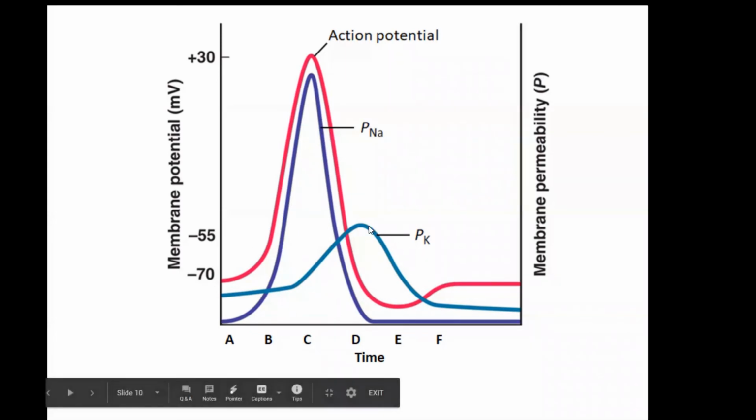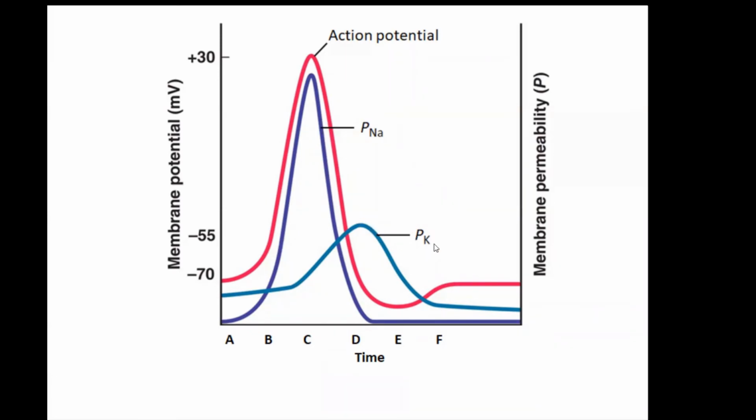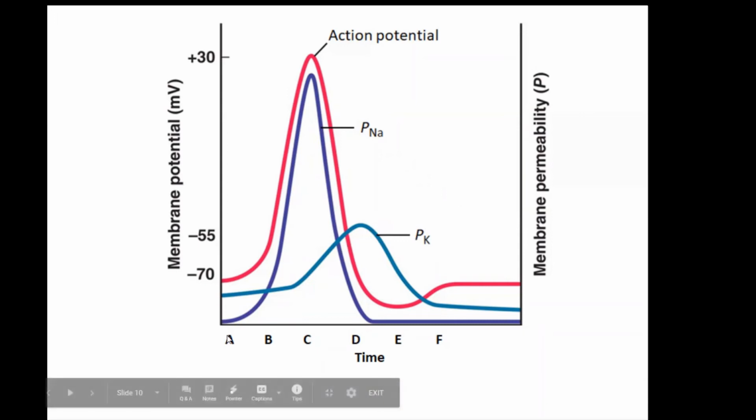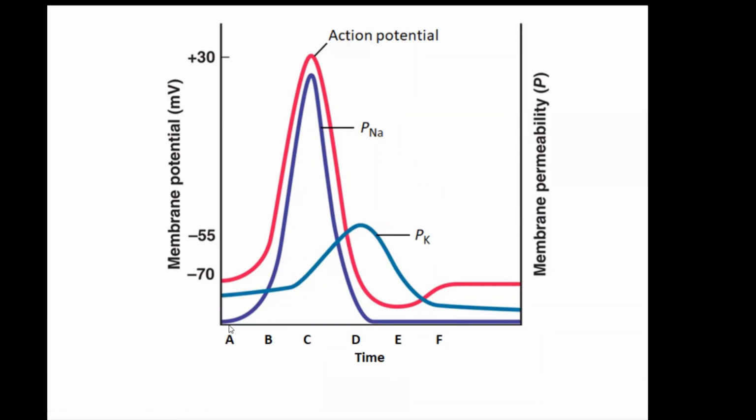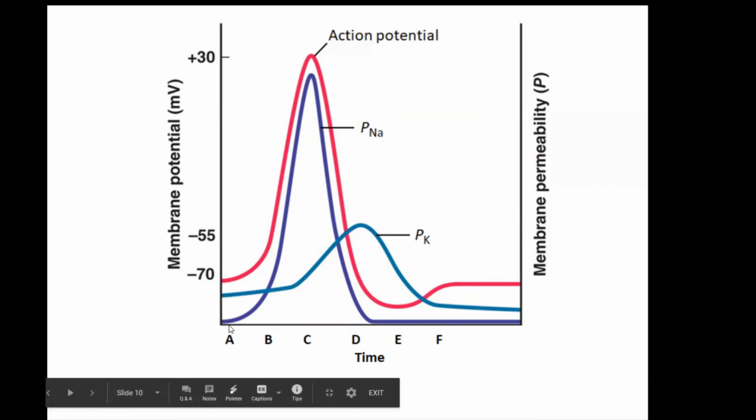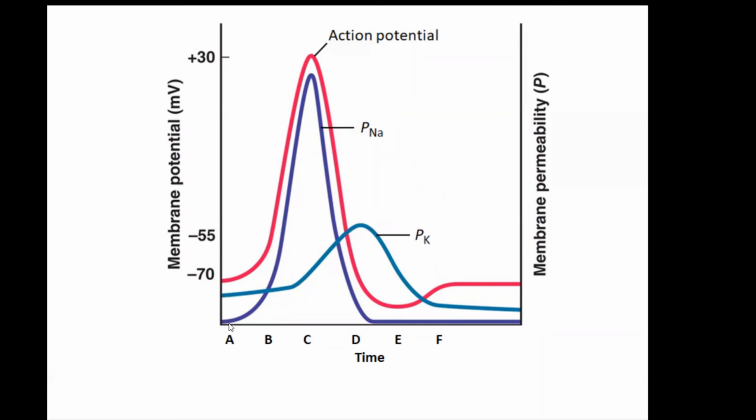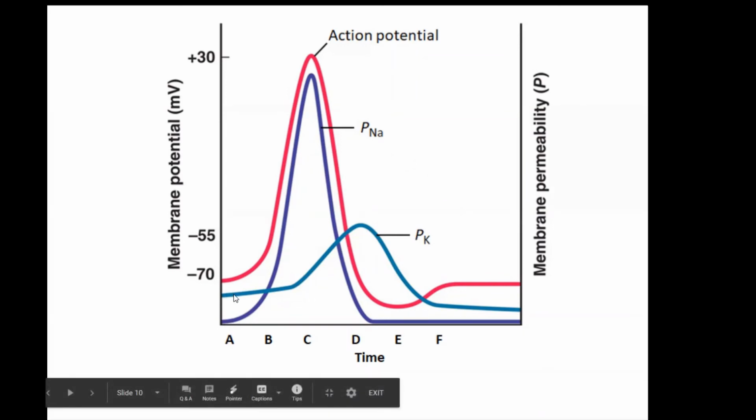So here, and we're going to compare it here to the permeability of potassium, which is this kind of lighter blue line. So we can see that at the resting membrane potential, so down here at time point A, we can see that the membrane is more permeable to potassium than to sodium. So remember that that's part of why we set up the membrane potential the way we did. That's part of why the membrane potential is negative, because this membrane is permeable to potassium more than sodium.